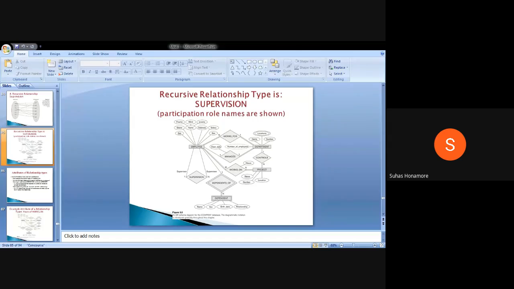Okay, so those are the things we'll discuss today. After that, we'll take one example of how to draw the ER diagram for one more thing. Whatever we discussed is related to the company. Other than that, we'll take one example and discuss it.